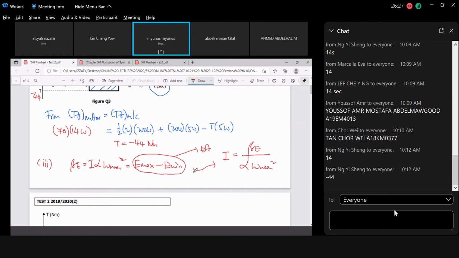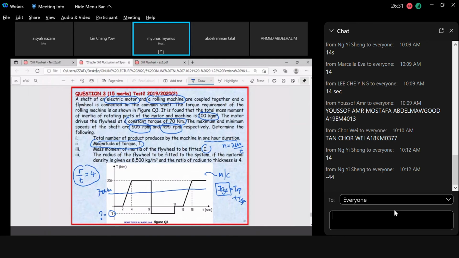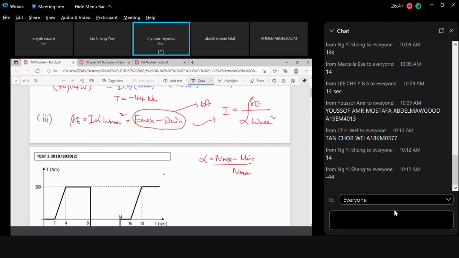Correct? What is the alpha? The equation provides the alpha. If you read the question very carefully, the alpha is provided by the speed. This alpha is equal to, remember, n max minus n min divided by n. At the moment you don't know what the n is, so you have to calculate it first.